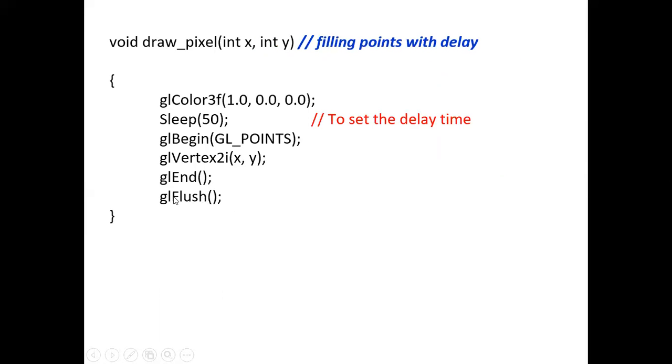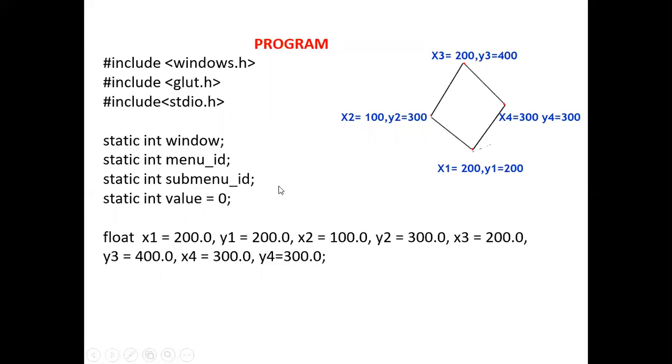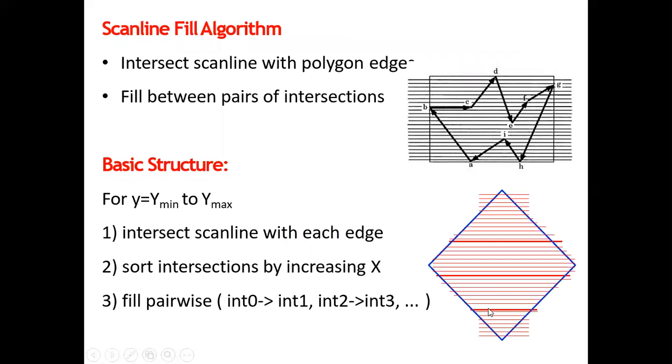So coming to the functions, the first function we have here is draw pixel. This is basically used to color the pixels. So void draw pixel is basically used for filling the points with a delay. Delay is nothing but we are trying to fill the polygon line by line. So like this, we are trying to fill the polygon line by line.